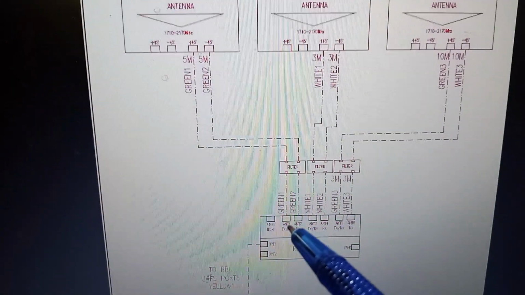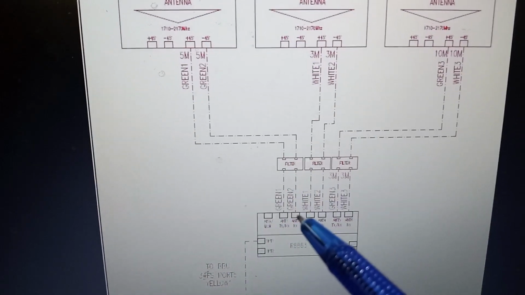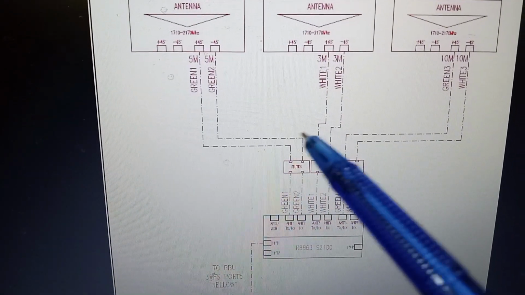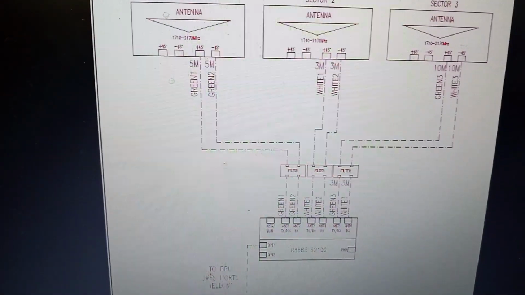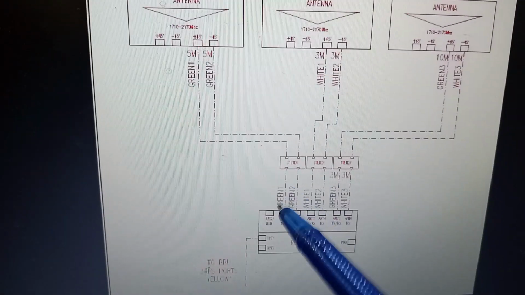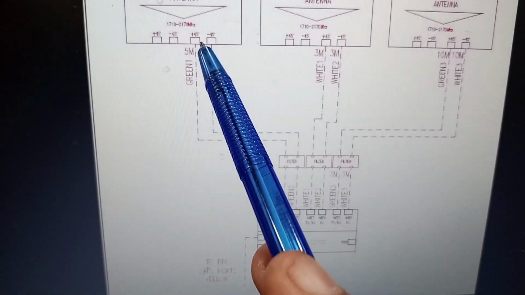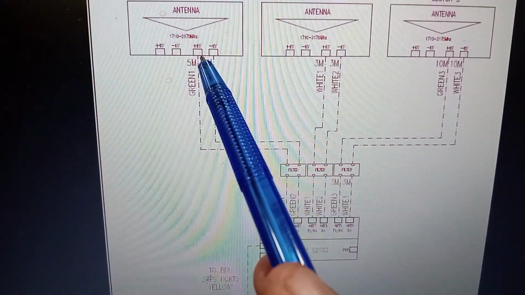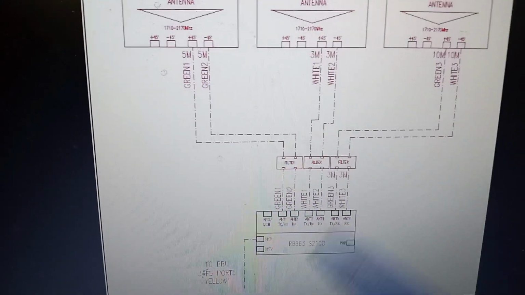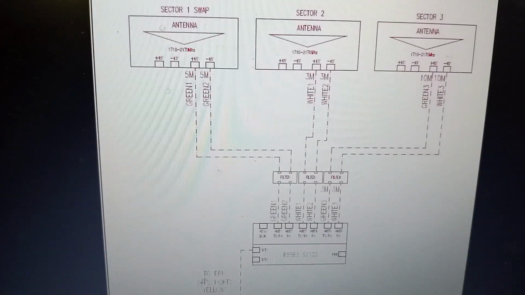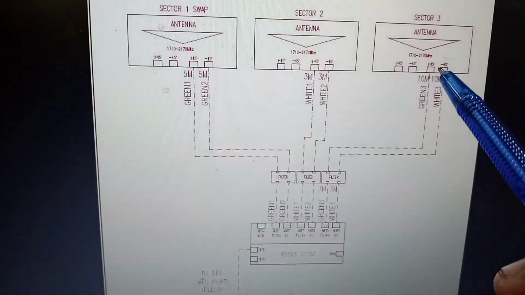So the first port is TXRX. It can support both transmit and receive signals, and the second one is RX. So the RX port must be connected with minus 45, as it only supports RX connectivity, and this one supports TX and RX. Through this port data can be transmitted as well as received, but this port only receives the data. The same applies for the second antenna and the third antenna.